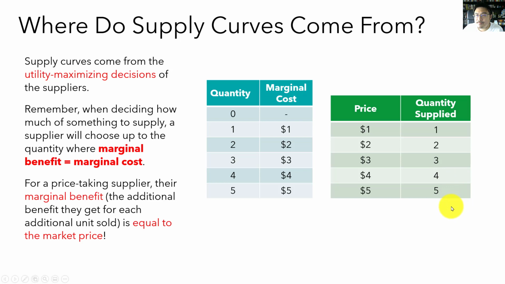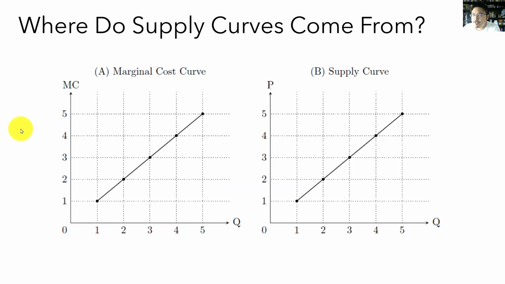All right? And so if we were to plot the marginal cost curve and the supply curve on graphs, we would see that they look exactly the same, right? With the only difference being that here the y-axis is measuring marginal cost, and here the y-axis is measuring price, okay? But otherwise, the marginal cost curve and the supply curve are the same. And so we can say that the market supply curve is equal to the marginal cost curve of the producers or the suppliers in the market.